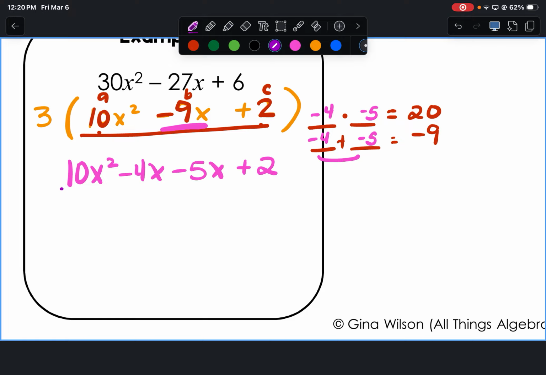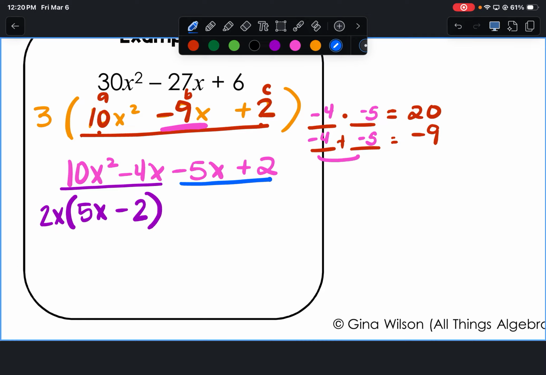So we're going to group the first two terms. What is our greatest common factor when we group the first two terms? 2x. And if we take out 2x, what does that leave us with? 5x minus 2. For the second half of this, we're also going to take out a GCF.